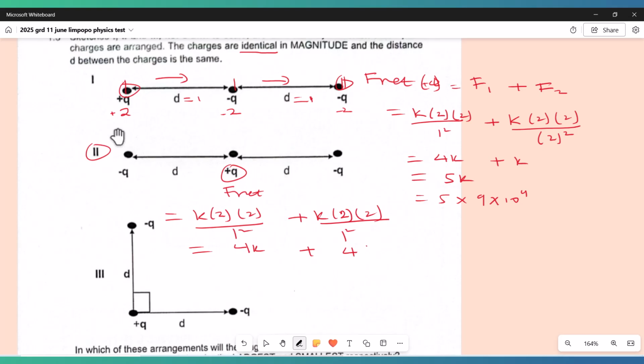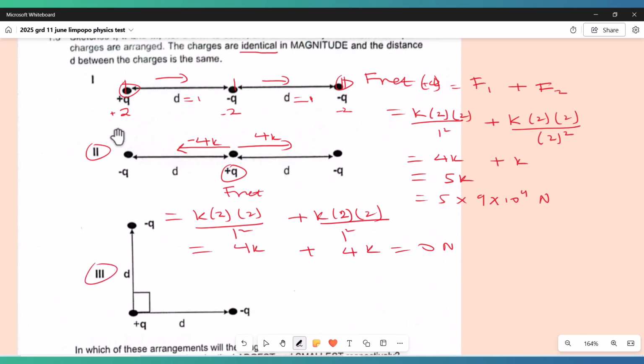But listen carefully. The positive charge is in the middle, unlike in the first case, where the two negative charges were pulling it in the same direction. Now this one is pulling it in this direction with a force of 4K, and this other one is pulling it in the other direction with a force of 4K. If I choose right as positive, it's going to be negative here. In other words, my net is going to be 0, because negative 4 plus 4 gives me 0 newtons.